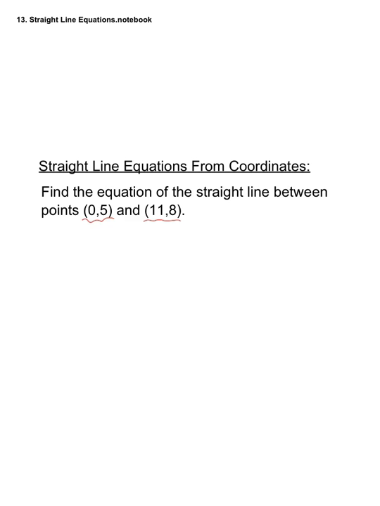Okay, so the first step is going to be m equals y2, which is going to be 8, take away y1, which is going to be 5, over x2, which is 11, take away x1, which is 0. So we've got 3 over 11 as our gradient. Our c value is going to be 5, as we said earlier, because 0, 5 is on the y-axis.